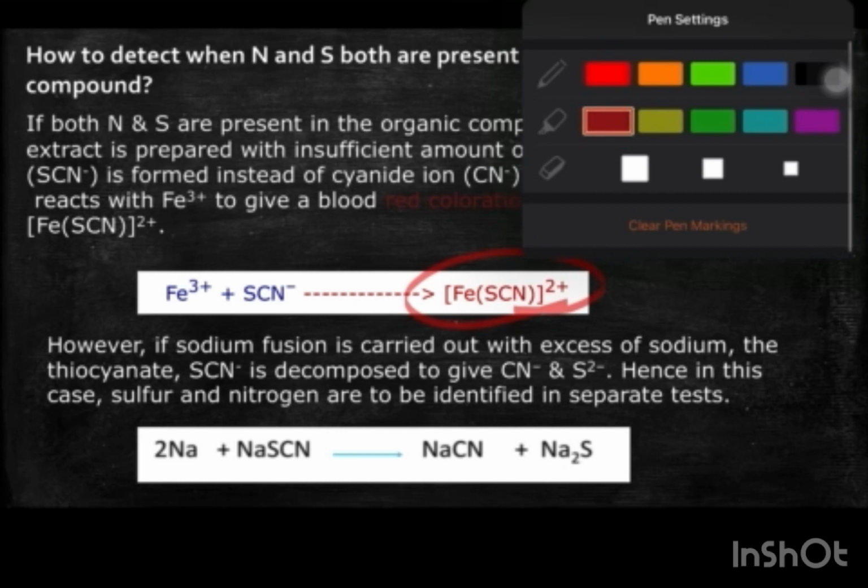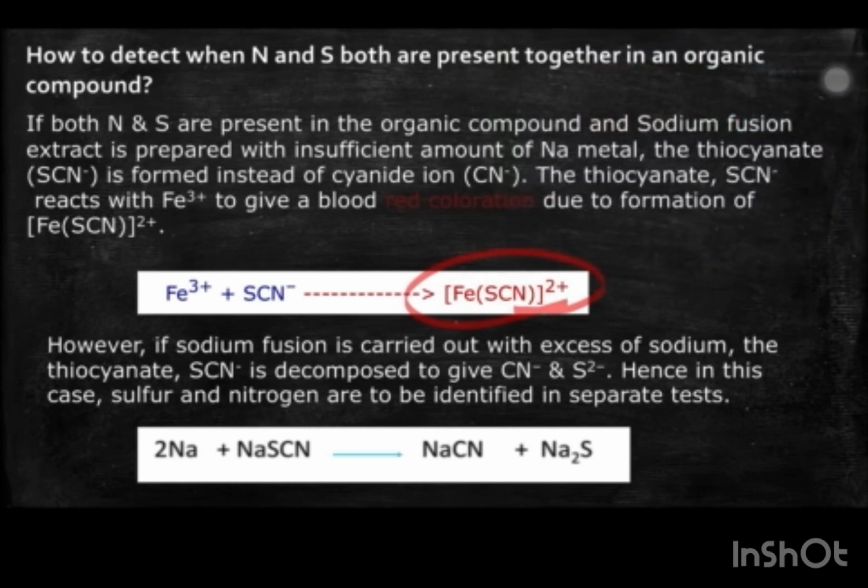This confirms the presence of nitrogen and sulfur both. That means both nitrogen and sulfur are present in the organic compound, because if you treat the organic compound with sodium, you fuse it with sodium, you heat it with the sodium, and sulfur, nitrogen, and obviously carbon is also there, they are present together, it produces NaSCN instead of NaCN, because sulfur has also come now.